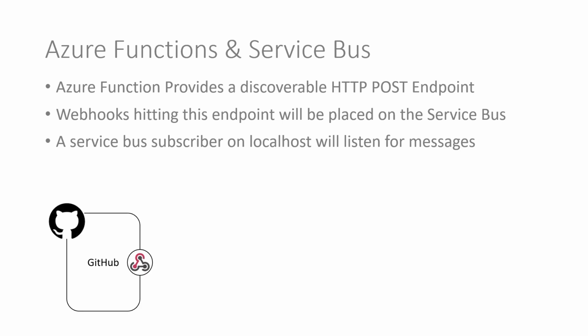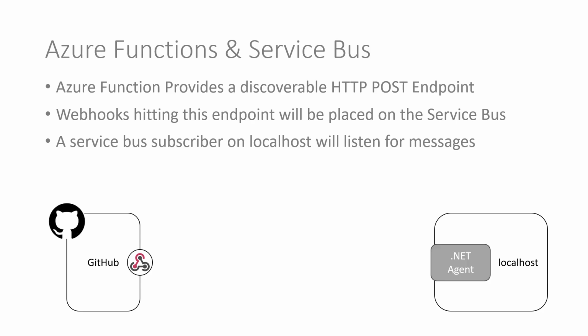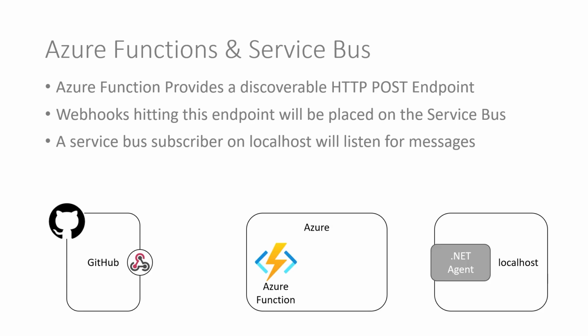So it works in the following way. GitHub, as you've seen before, localhost, we'll write a little .NET agent, we'll have Azure, an Azure function, a HTTP trigger function in this case, service bus, and then we will register our Azure function endpoint address with GitHub. They will trigger traffic to that endpoint, and then it will drop that onto the service bus, and then the agent will receive those events.